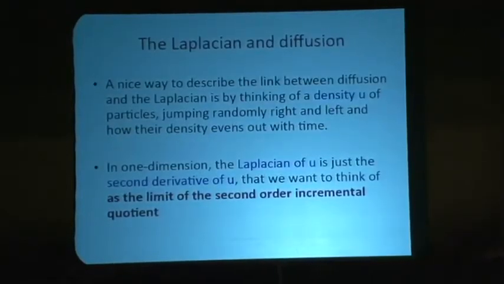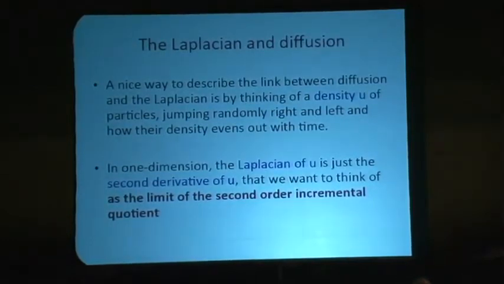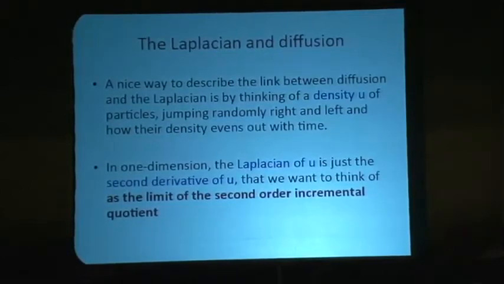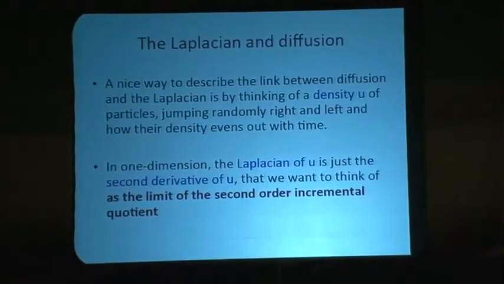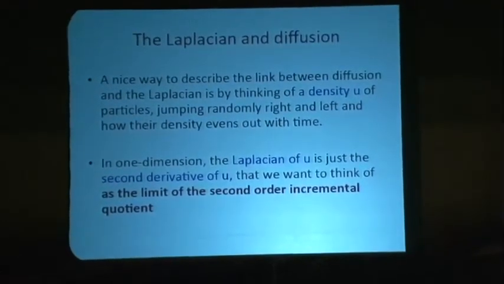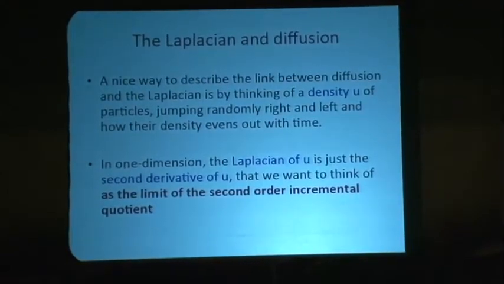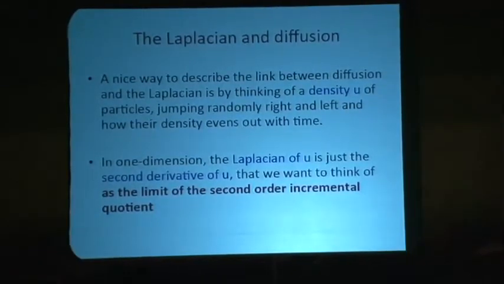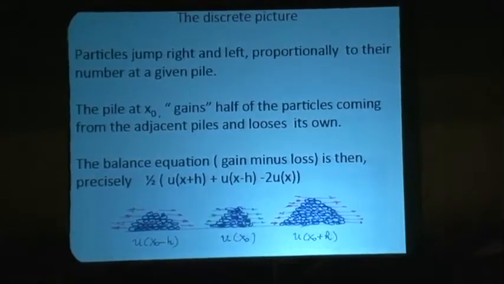So let me first say a little bit. Everybody who knows PDEs knows that the Laplacian is diffusion, and maybe a lot of people who do not know PDEs wonder why the Laplacian is diffusion. So let me tell you why. The nicest way to discuss that is in one dimension, where the Laplacian is just u_xx, the second derivative in x. I like to think of this as a limit of a second order incremental quotient. If you think of it as an incremental quotient, then the Laplacian can be thought of this way.